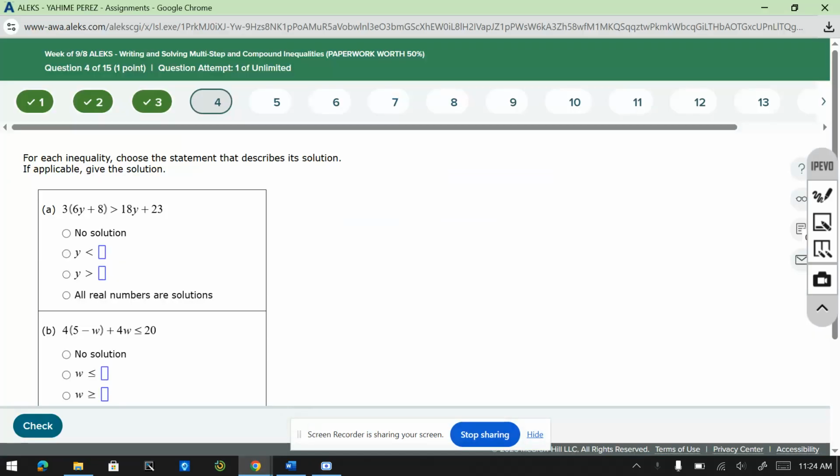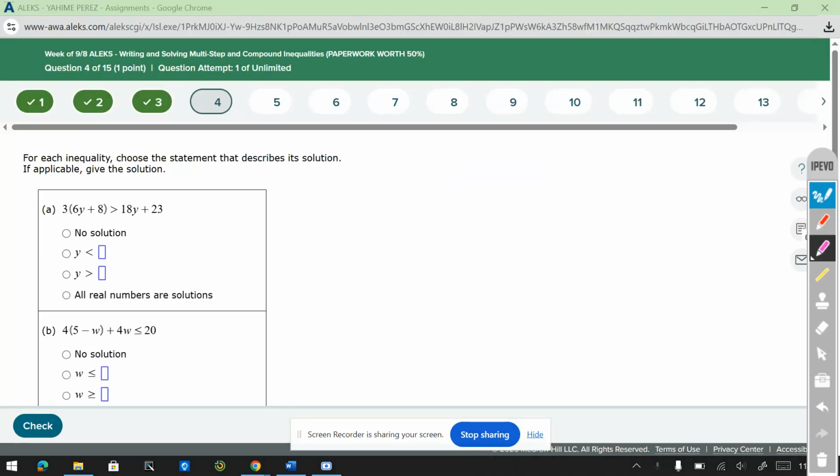All right, moving on. Now we're going to look at inequalities, so multi-step inequalities that have special solutions, okay? So most of these will most likely have special solutions. So here we go. I've got 3 parentheses 6y plus 8 is greater than 18y plus 23.